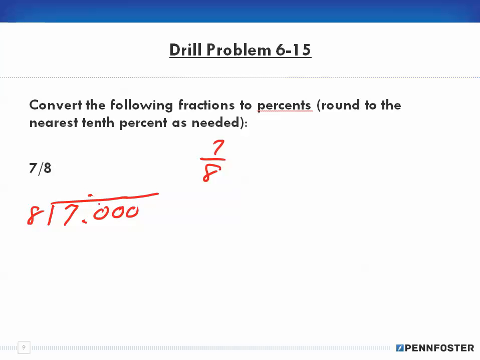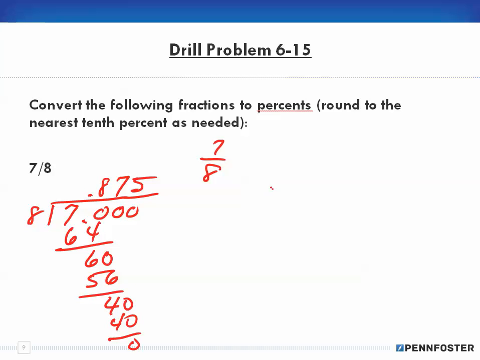So 8 into 70 goes 8 times, which is 64. That leaves me with a remainder of 60. 8 into 60 goes 7 times, that's 56. Remainder of 4. 8 into 40 goes 5 times even. Right?